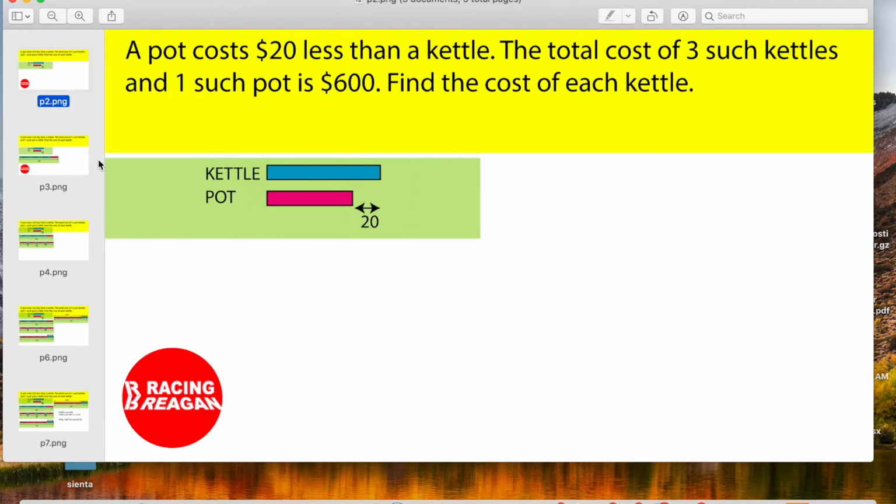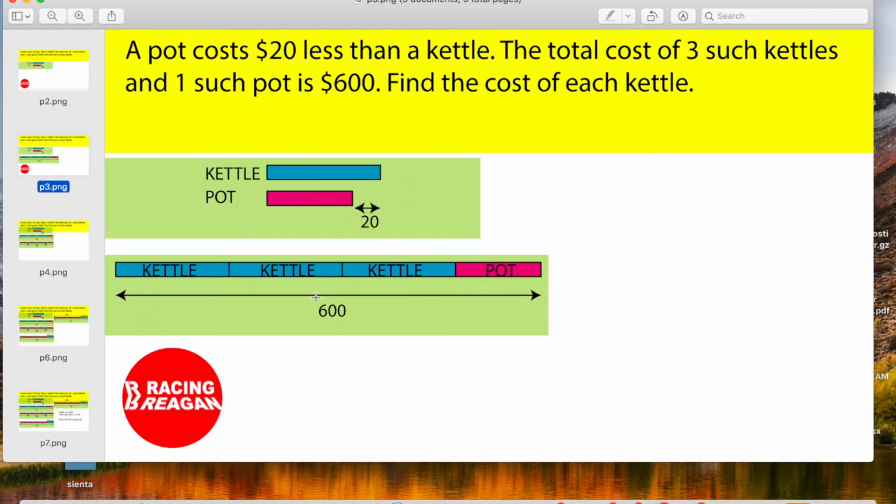Since they said a pot costs $20 less than a kettle, this is how you draw your first model. This is not the only model. You need to draw another model later. But first of all, you need to draw this model right here: kettle and pot. Since a pot costs $20 less than a kettle, you draw the kettle longer and the pot shorter, and put the difference as $20.